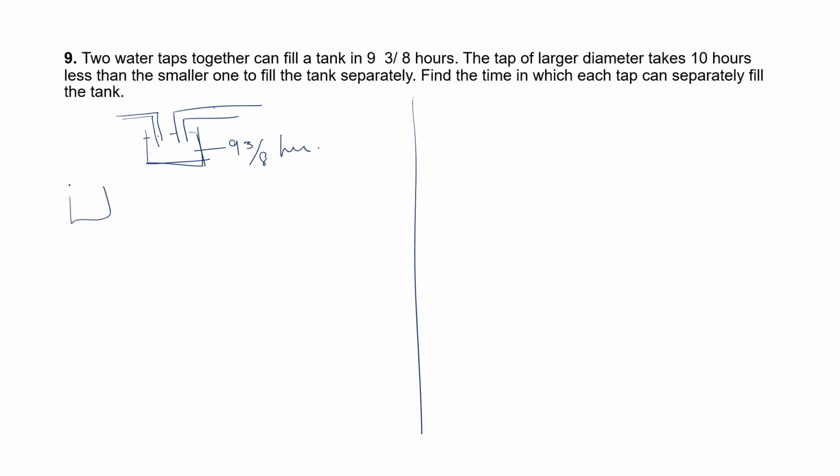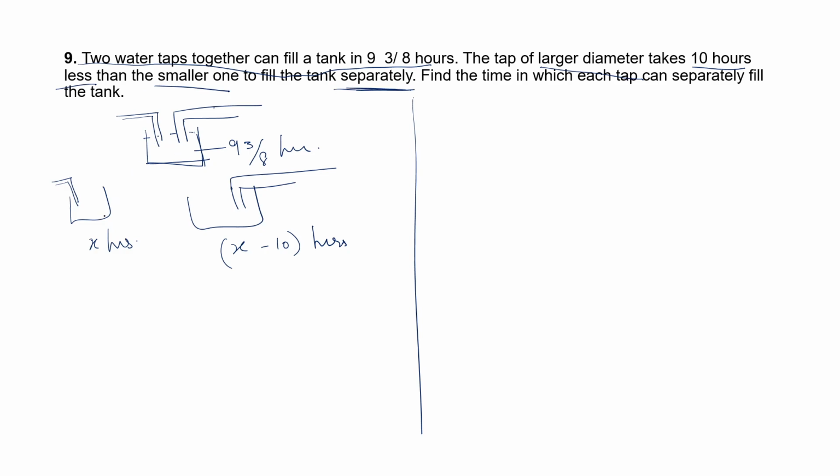Suppose they are filling the tank separately. If the smaller tap takes x hours, the larger tap will take x minus 10 hours. See here: two water taps, if both are working, can fill the tank in 9 3/8 hours. The tap of the larger diameter takes 10 hours less than the smaller one to fill the tank separately.